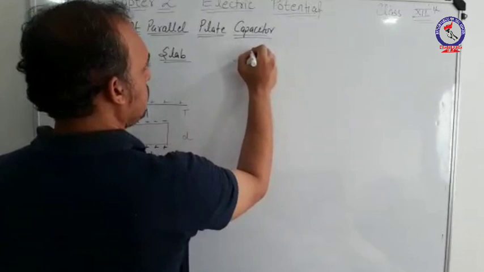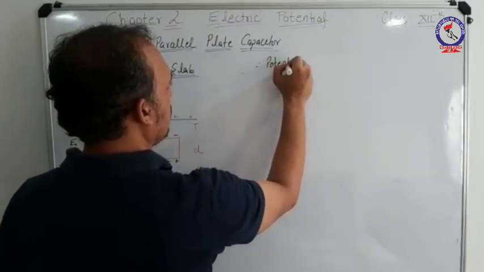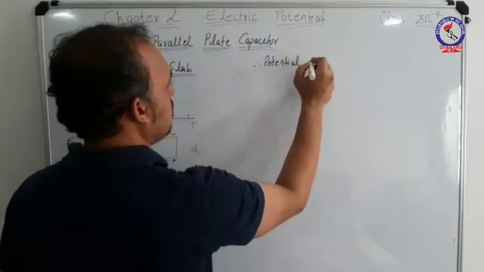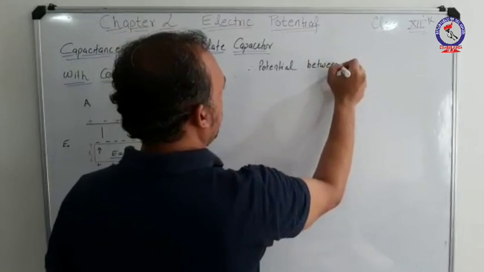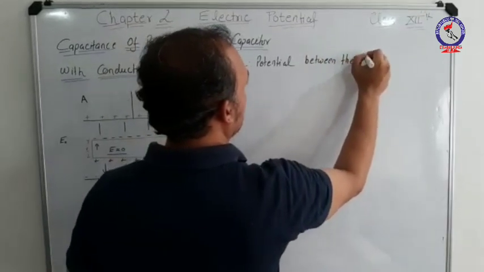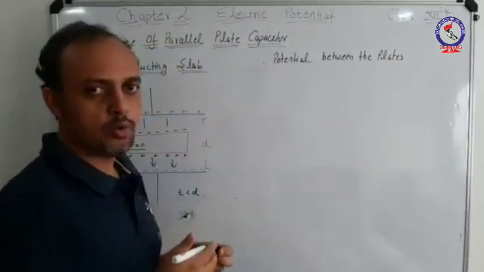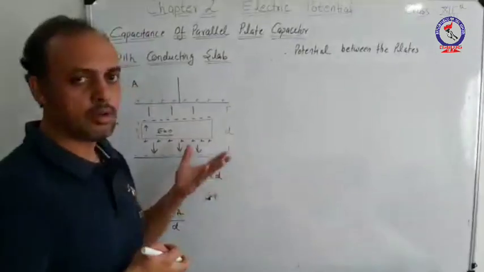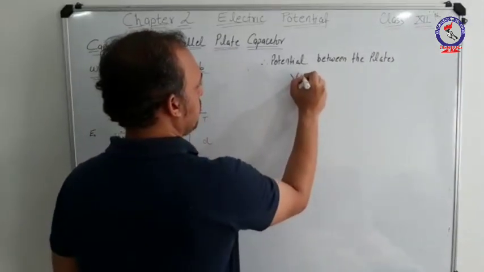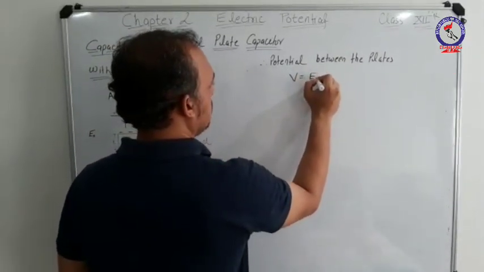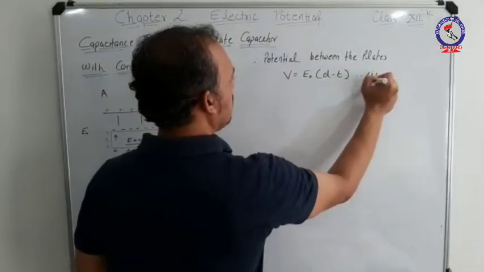Therefore, the potential between the plates after you have inserted a conducting slab and the field is reduced to zero, the potential is equal to E into D minus T. Let this be equation number 1.